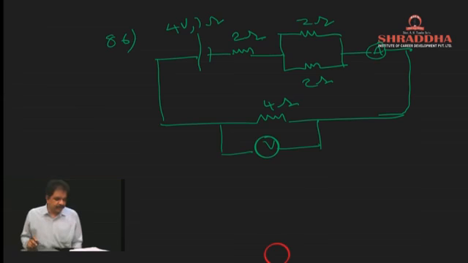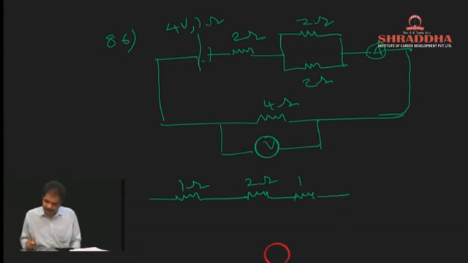Then they are asking what is the equivalent resistance of the circuit. To find the equivalent resistance, no need to consider these components. These components won't affect the resistance. These 2 and 2 will be in parallel. Effectively, here one resistance is there. This will be 1 ohm. This resistance is the battery's internal resistance. Here 2 ohm is there. 2 will be in parallel. Effective will be 1 ohm. And here it will be 4 ohms.